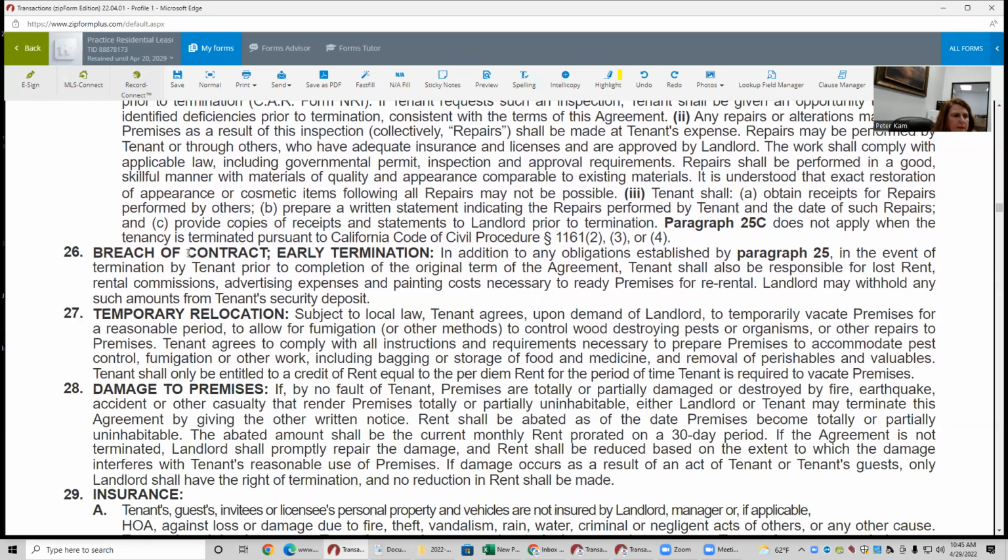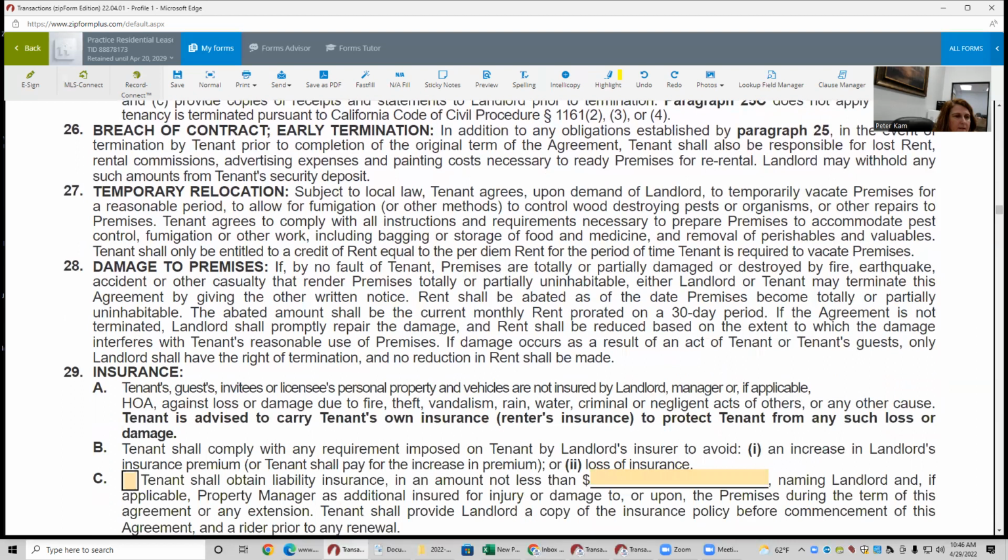Okay, so breach of contract, early termination. In the event of termination by the tenant prior to completion of the original term of this agreement, the tenant is also responsible for any lost rent, rental commissions, advertising expenses, etc. So the landlord can also withhold any such amounts, if they have enough, from the tenant's security deposit.